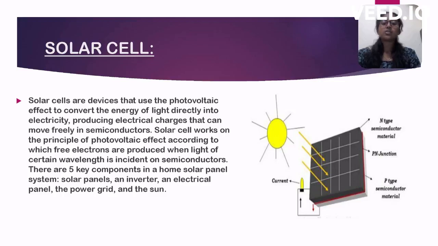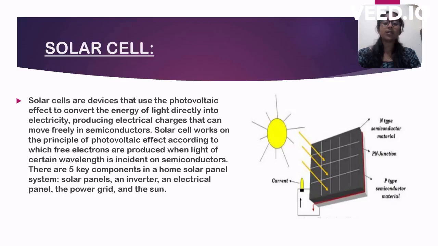Solar cell. Solar cells are devices that use the photovoltaic effect to convert the energy of light directly into electricity, producing electrical energy or charges that can move freely in semiconductors. A solar cell works on the principle of the photovoltaic effect, according to which free electrons are produced when light of a certain wavelength is incident on the semiconductor.